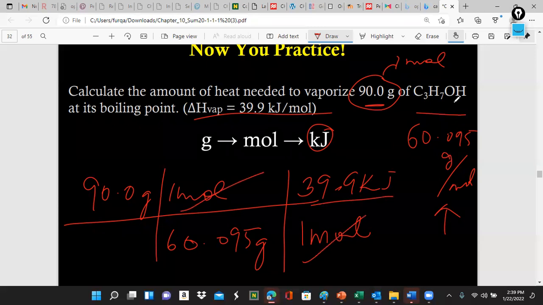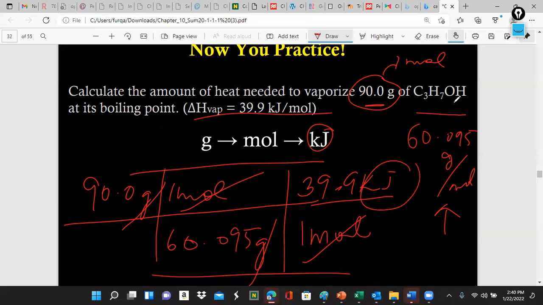So grams is going to be cancelled by grams, and moles is going to be cancelled by moles. You're going to multiply everything on the top, divide by everything in the bottom. You will get your answer in kilojoules. Okay.